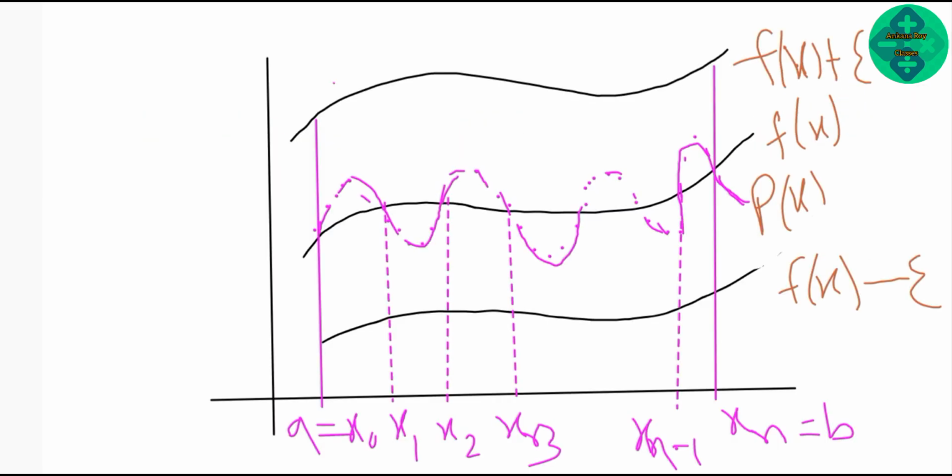Here is the figure. Here this is p(x), this is f(x), this is f(x) plus epsilon, this is f(x) minus epsilon. Now here f(x) is equal to p(x) at the points x0, x1, x2, x3 up to xn. That is, f(x0) is equal to p(x0), f(x1) is equal to p(x1), f(x2) is equal to p(x2), f(x3) is equal to p(x3), up to f(xn minus 1) is equal to p(xn minus 1) and f(xn) is equal to p(xn). And p(x) lies between f(x) minus epsilon and f(x) plus epsilon.